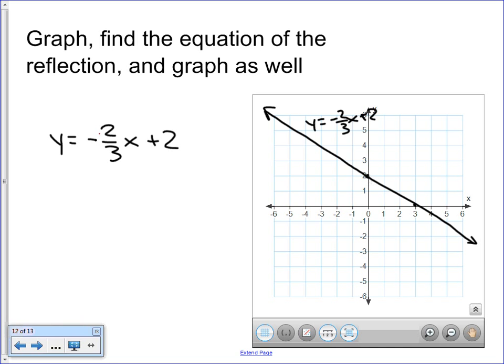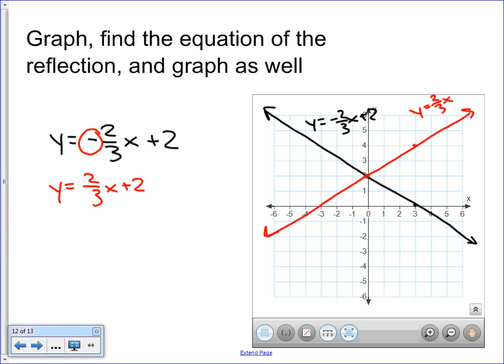Its reflection: since it's negative, I'm actually going to make that 2/3 a positive in front of the x. Graphing that one, once again, we start at 2. We're going to go up 2 over 3. And that will be my graph of y equals 2/3 x plus 2.